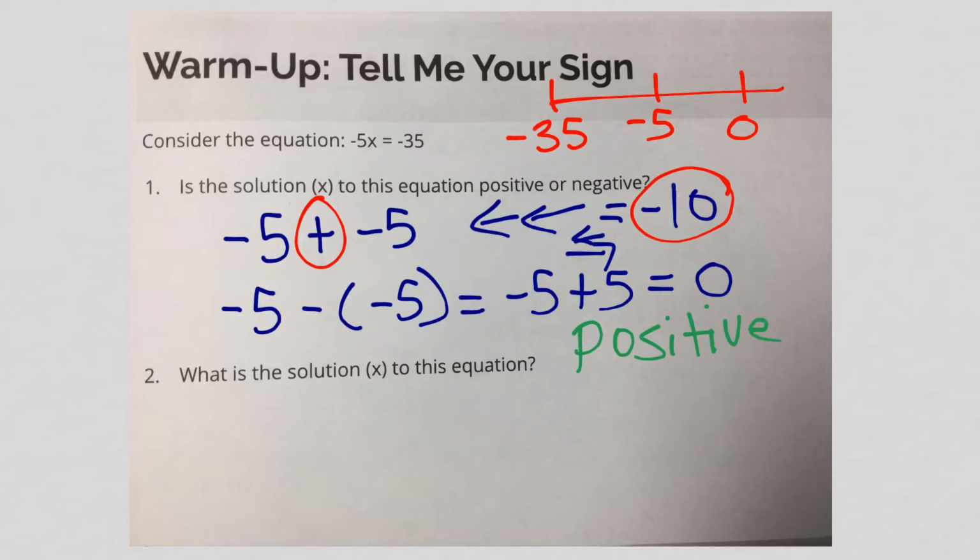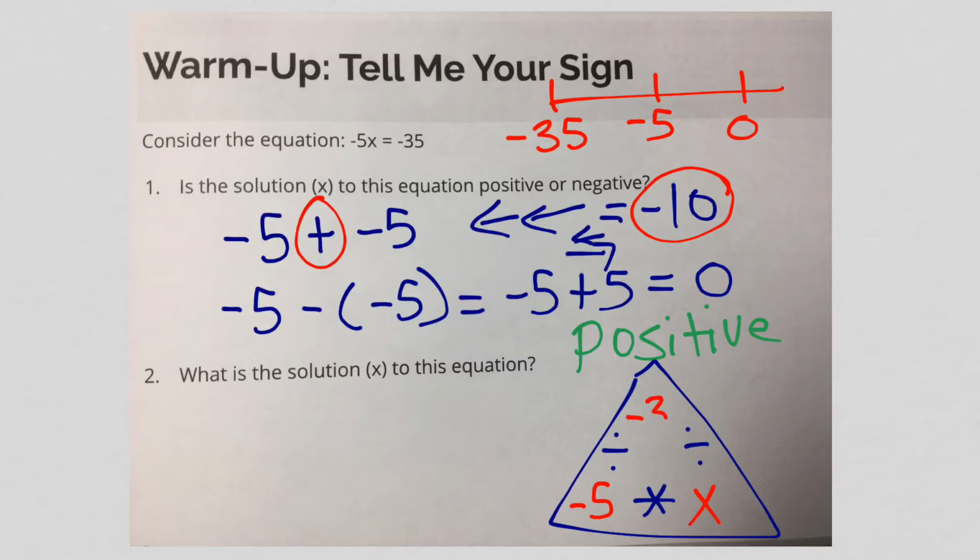To find the solution, I like to think of how our numbers are related in a fact family triangle. So we are looking at -5 times x equals -35. So -5 times x is multiplication, so our fact family is going to be a multiplication and division fact family. We have -5 times x equals -35. So that means I need to take -35 divided by -5 to find x. So -35 divided by -5. We already know the answer is going to be a positive, so we're going to look at 35 divided by 5 is going to be equal to 7.